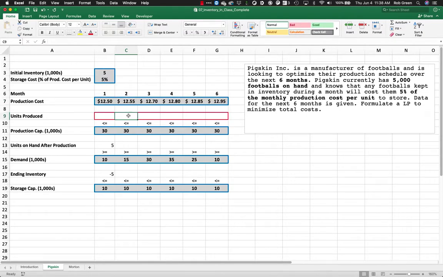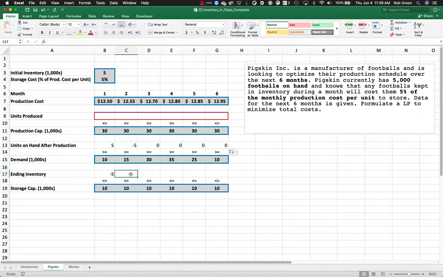Units produced, we're going to choose that. It's less than or equal to my production capacity. The big question becomes this formula here. Okay? How many units do I have on hand after production? Well, what I really have is the number I've produced plus my ending inventory from the previous month. And this pattern follows through all the way down.